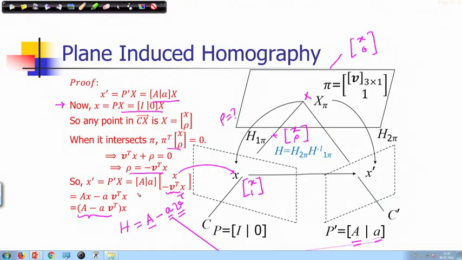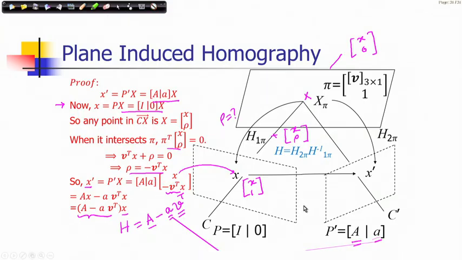If I do the corresponding submatrix multiplication, I will get it as A x minus A v transpose x, and so this can be written in this form. As you see, x prime is related with x by this linear transformation, which is nothing but what we call a projective transformation, and which is what is homography H. So, you get in this way the direct relationships.